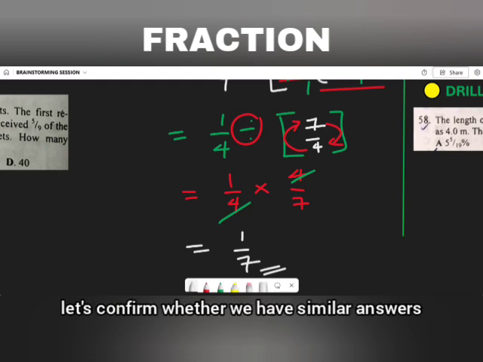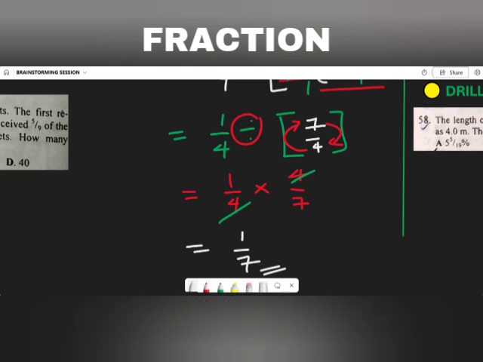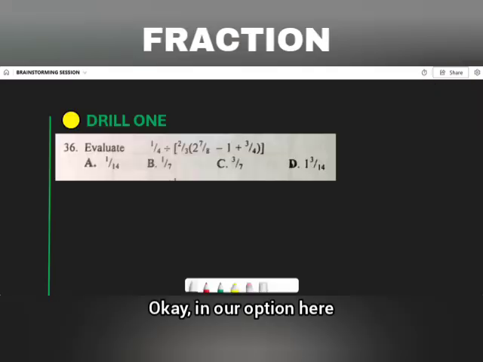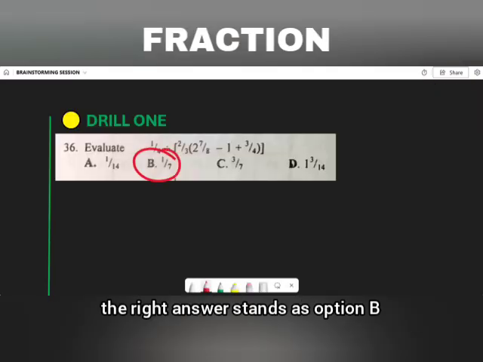Going to the options, let's confirm whether we have a similar answer. Okay, in our options here, the right answer stands as option B.